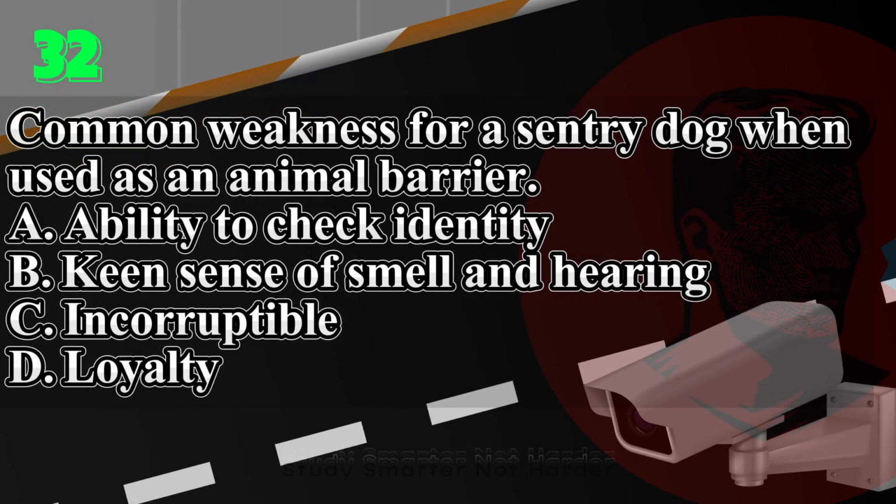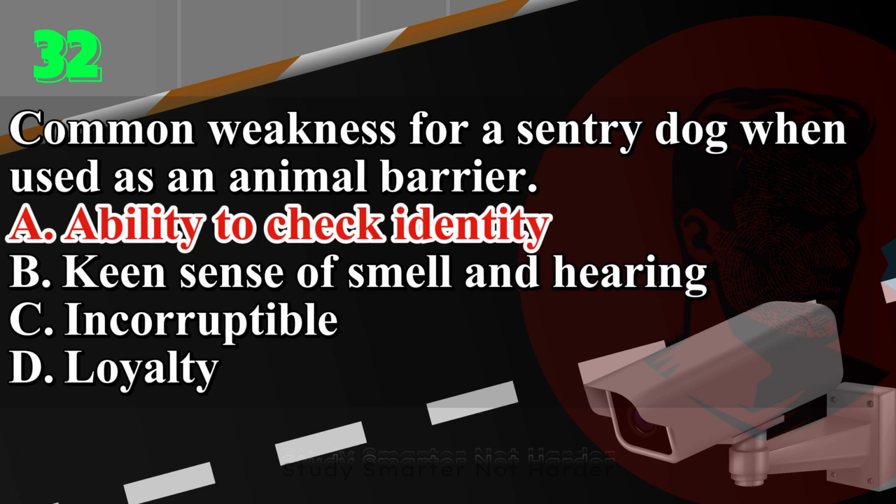32. Common weakness for a sentry dog when used as an animal barrier. A. Ability to check identity. B. Keen sense of smell and hearing. C. Incorruptible. D. Loyalty. Answer: A. Ability to check identity.